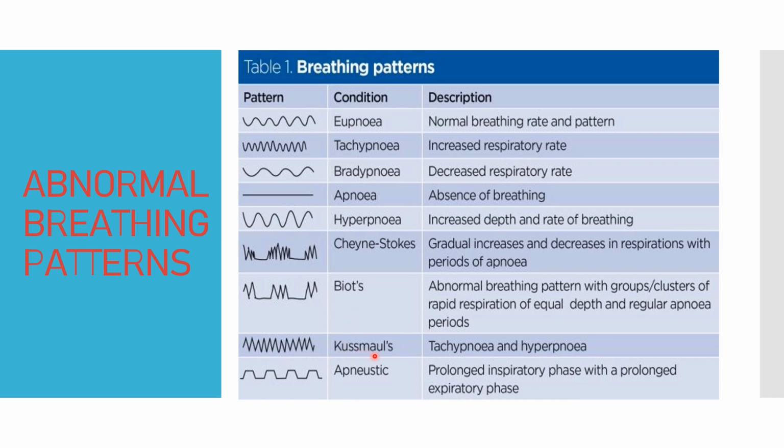And one more type is Kussmaul's breathing. So this is also one type of abnormal breathing pattern seen especially in diabetic ketoacidosis patients. They have tachypnea and hyperpnea. And one more is apneustic breathing. So the waveform will be like this. Here the patient has a prolonged inspiratory phase along with a prolonged expiratory phase.